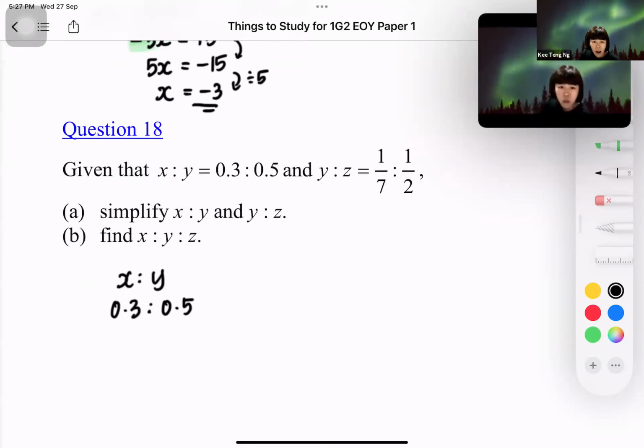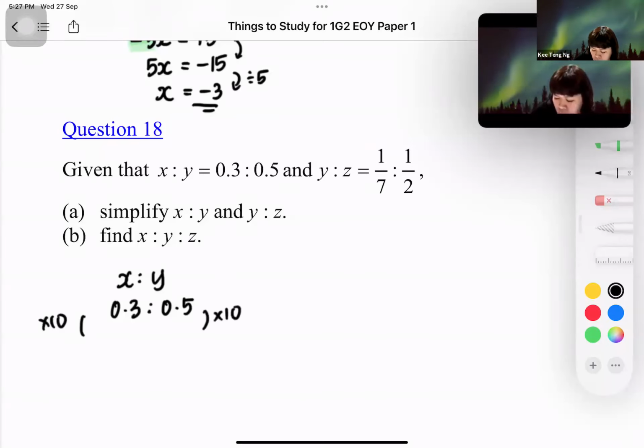Can we simplify this ratio? We can get rid of the decimal place. I times 10 times 10, right? I times 10 over here, I get the number 3 is to 5. That's the first part, right? I make that into integer whole numbers first.